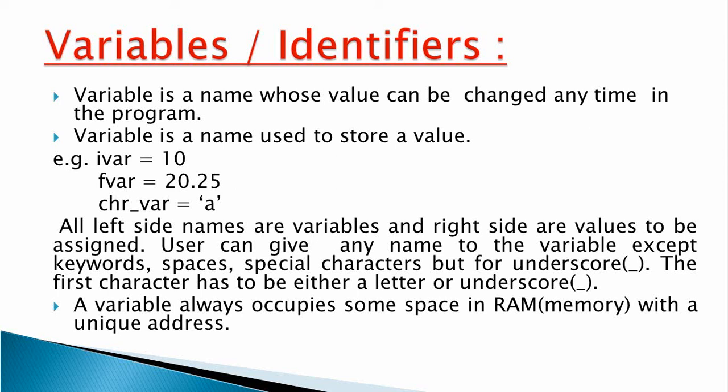The user can give any name to the variable except keywords, spaces, and special characters, but for underscore. Special characters are not allowed but for underscore. We will come to know about keywords in a while. The first character has to be either a letter or underscore. A variable always occupies some space in RAM, that is main memory, with a unique address.